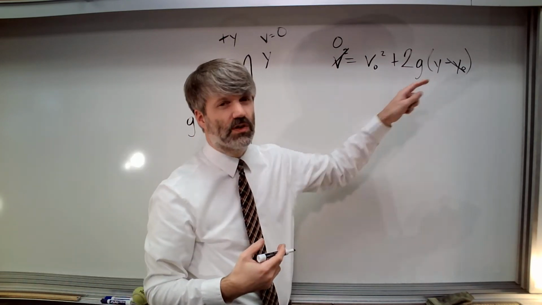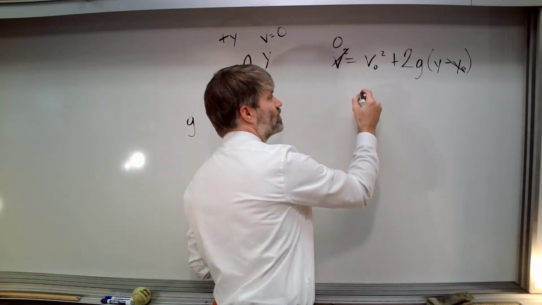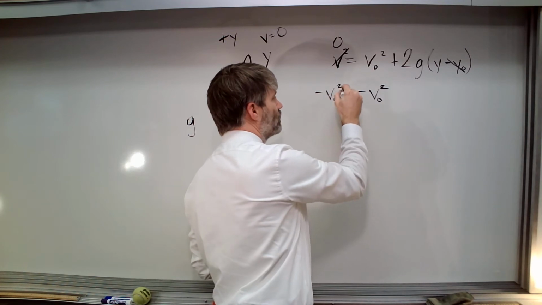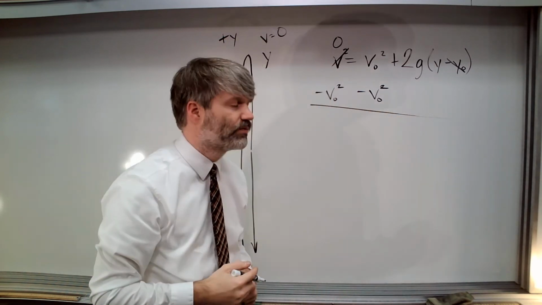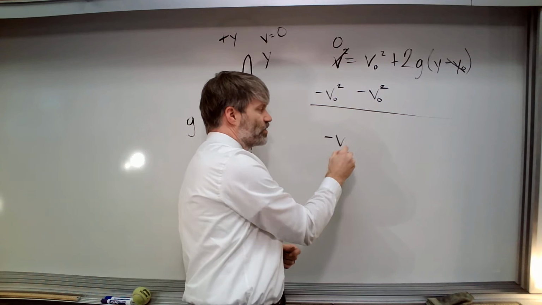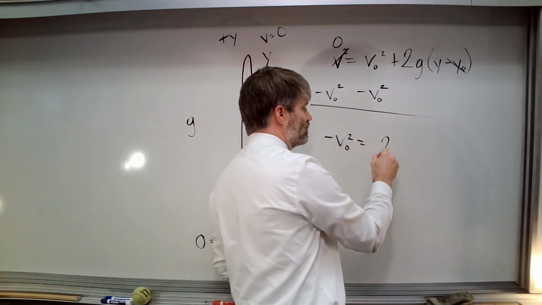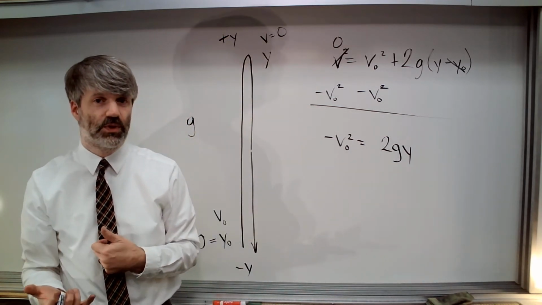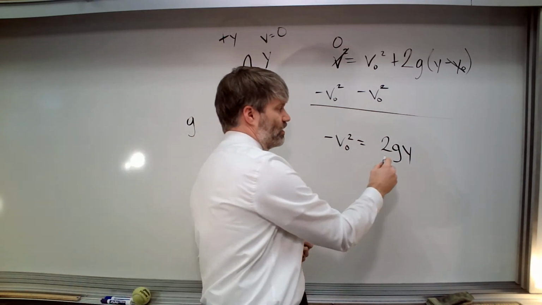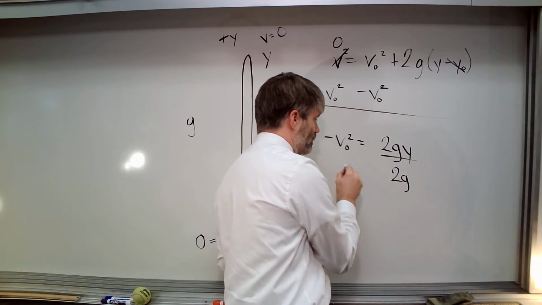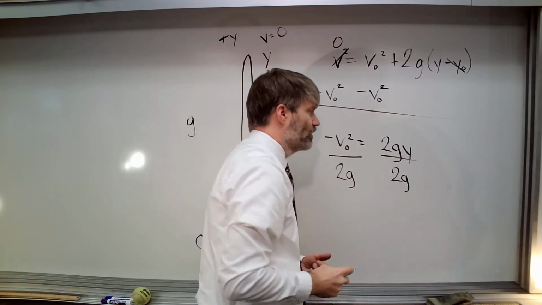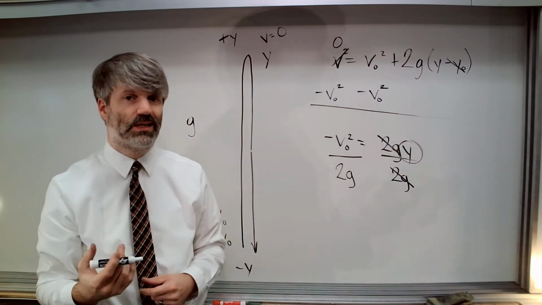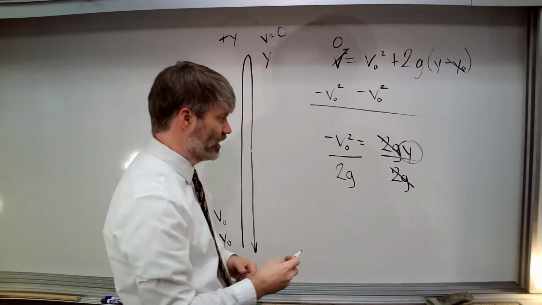At this point, we're going to solve it for y. So, subtracting v0 squared from both sides, we end up with negative v0 squared is equal to 2g times y. Let's divide both sides by 2g, and we'll see that y is equal to the negative of v0 squared divided by 2g.